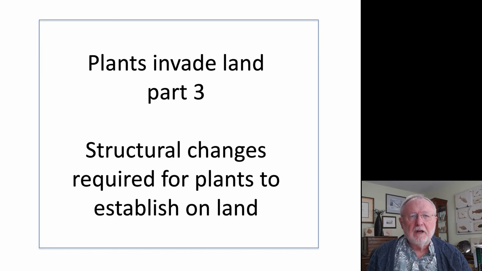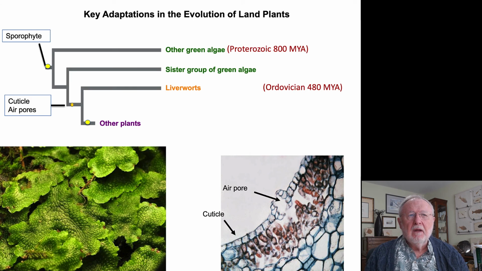Here in part 3, let's talk about some structural changes that were required for plants to get established on land. One of the key features that we see is the evolution of structures such as a cuticle and air pores. A cuticle is a layer of wax on top of the epidermal layers, and it has the function of retarding water loss. It also retards carbon dioxide uptake, but its primary function is to retard water loss.